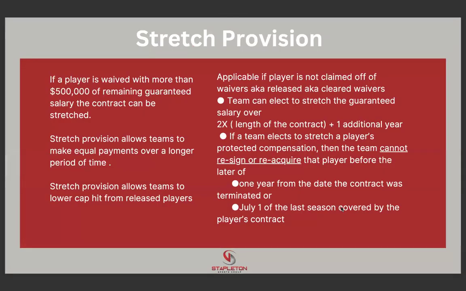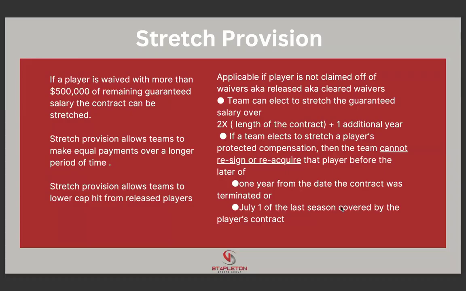All right. So if a player is waived with more than $500,000 guarantee remaining on the contract, then it can be stretched. The stretch provision allows teams to make equal payments over a longer period of time, and it allows teams to lower the cap hit from released players. Essentially, that's the purpose of the set-off and stretch. They want to lower their cap hit so they can go out and sign other players.